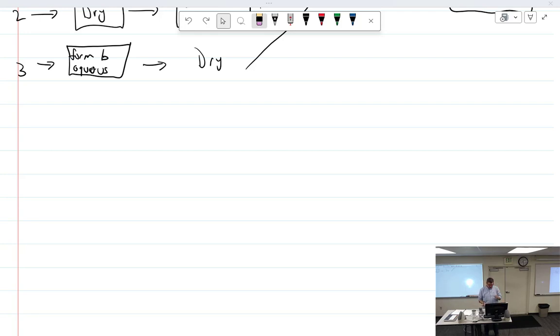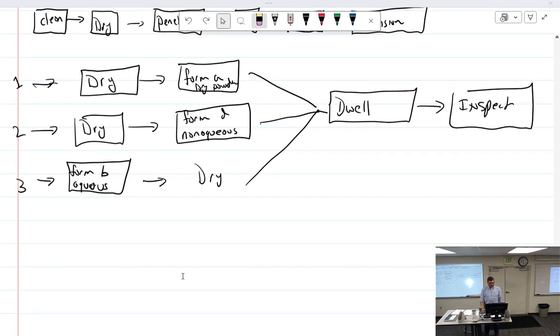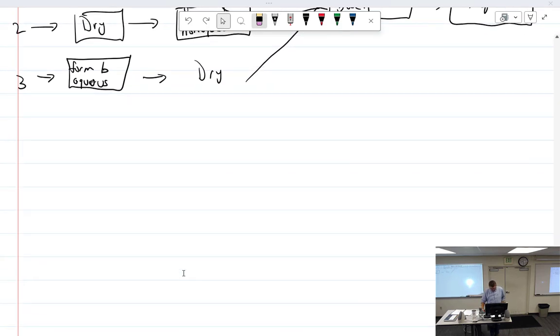All right, so we had our decision point. We have to figure out what type of developer we're going to use. Let's talk about those developers then. Let's see, decision point. So we could have a wet developer.